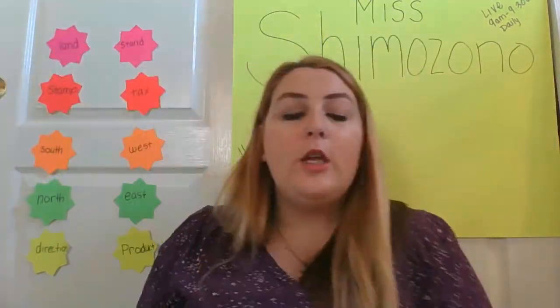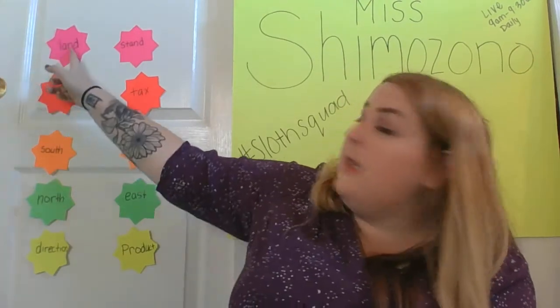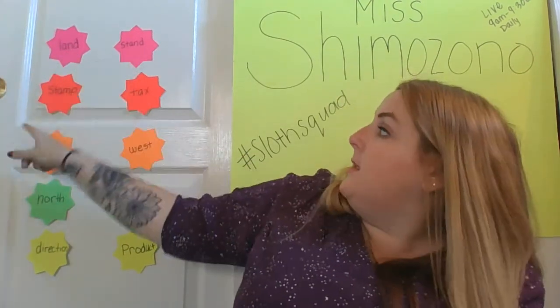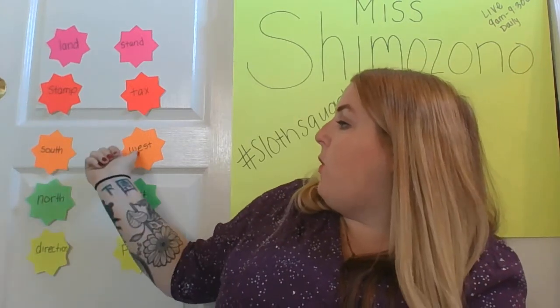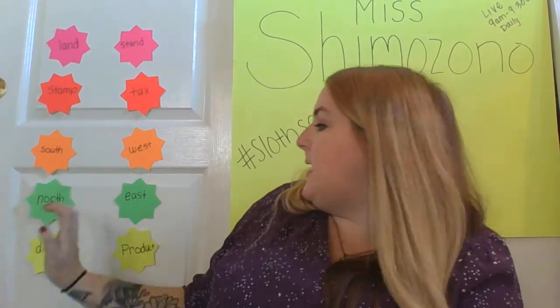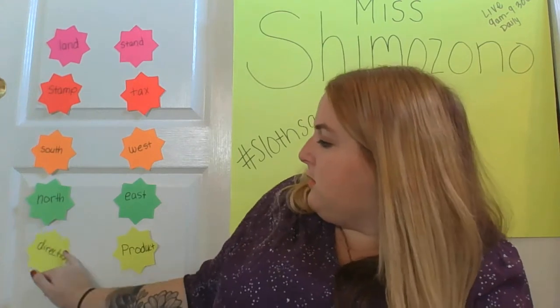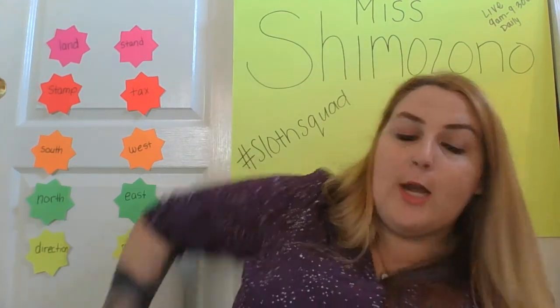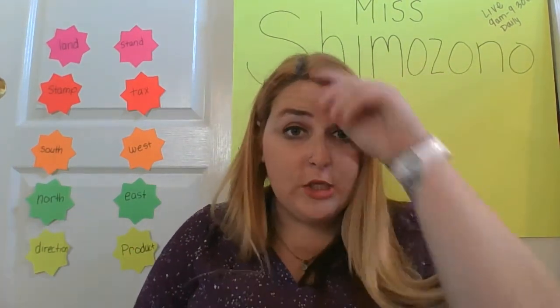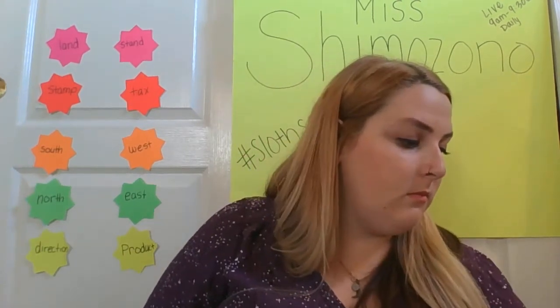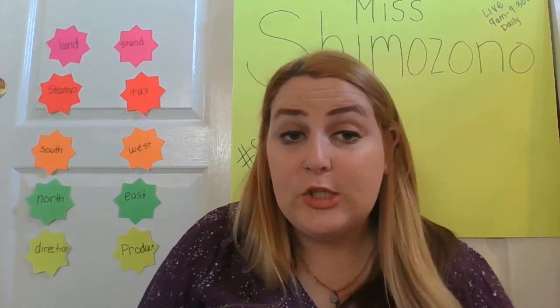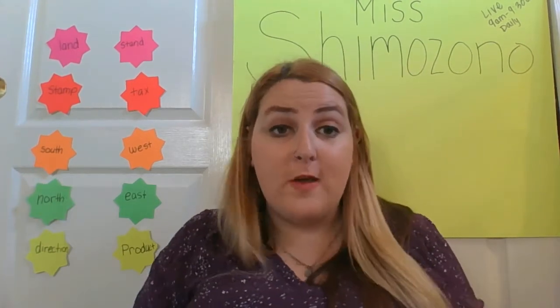Let me know. Your spelling words, here we go. Land, stand, stamp, tax, south, west, north, east, direct, direction, and product. Those are very important words to learn as we continue doing math and science and social studies. We'll need all of those.